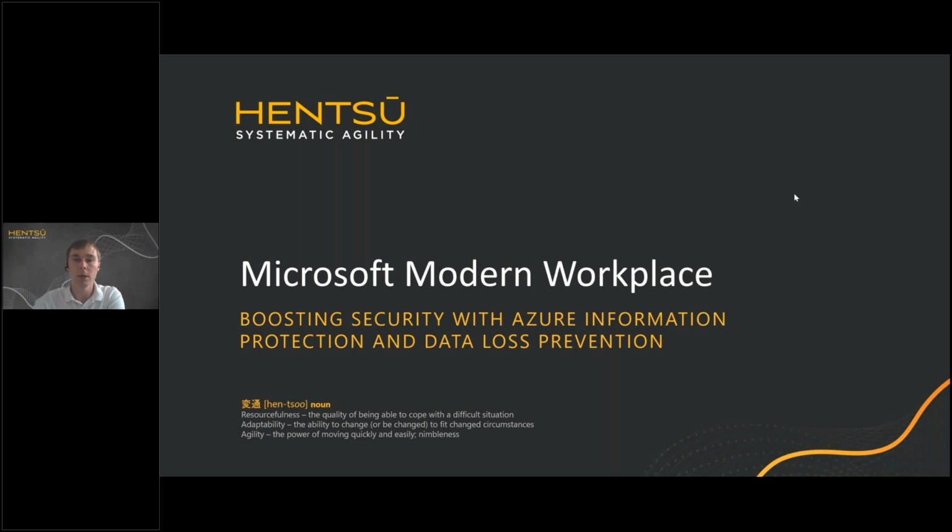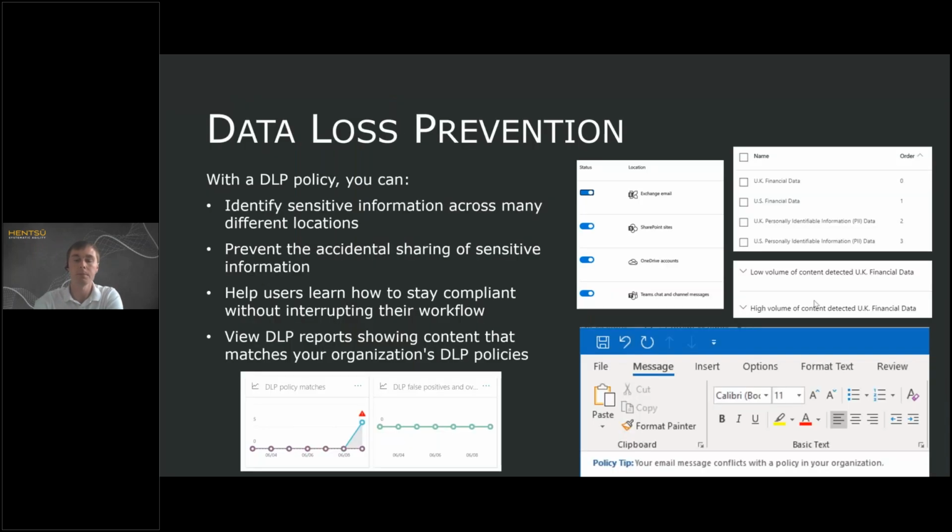So if we take a look at DLP firstly, DLP, or data loss prevention, is a way to identify your sensitive information, which can happen across different locations. If we're looking at the 365 platform, you can apply DLP policies to your Exchange email, SharePoint sites, OneDrive accounts, and also your Teams chat and channel messages.